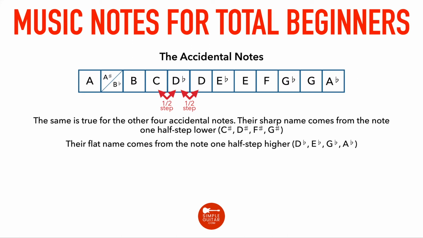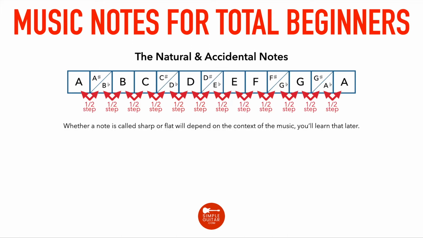Does that make sense? So this is all 12 of the notes. We have A, and then the note that is A sharp or B flat, and then B, and then C, and then C sharp or D flat, D, D sharp or E flat, E, F, F sharp or G flat, G, G sharp or A flat, and then A. Okay, and remember, each one of these 12 notes is a half step away from each other. So to go from one note to the next note is always going to be a half step.